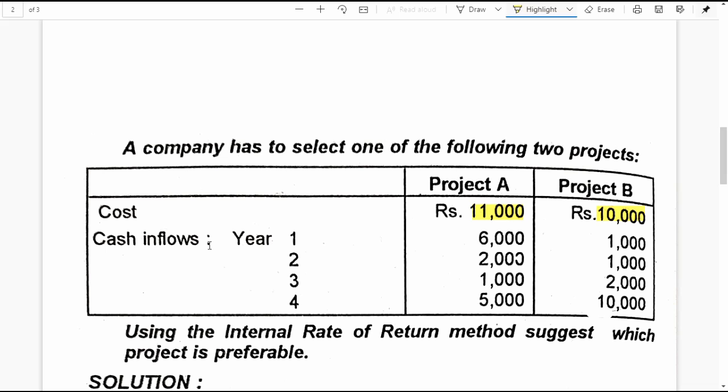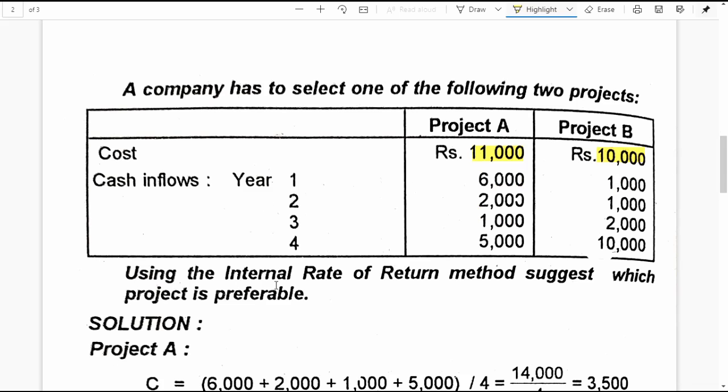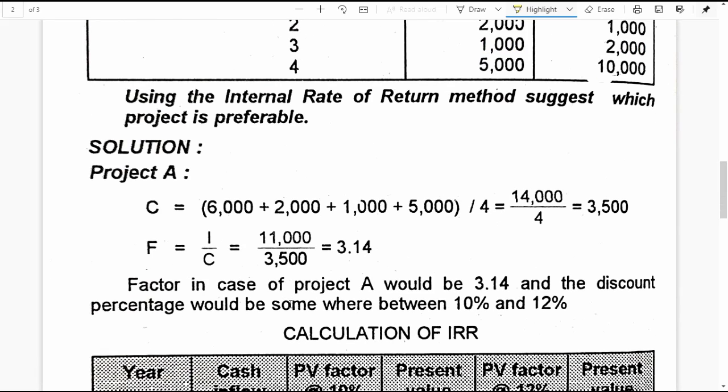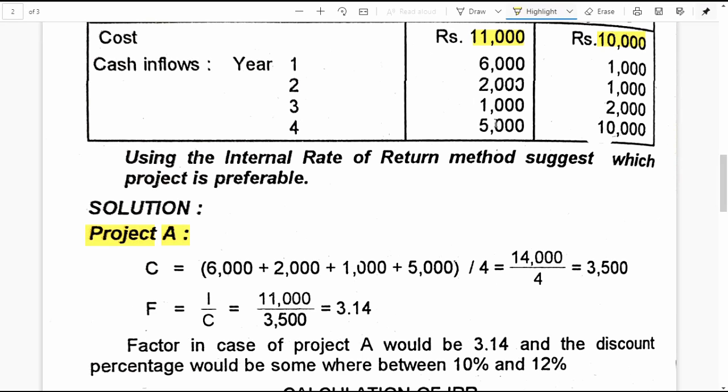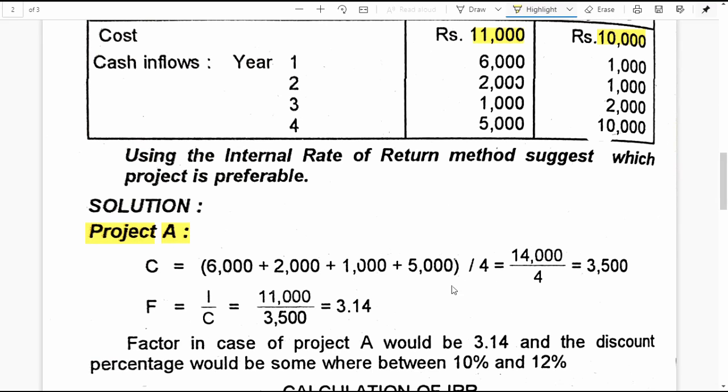So we are straight away given the cash inflow, which is really required for calculating IRR in the problem. Using the internal rate of return method, suggest which project is preferable. So we can directly go for the calculation of IRR. With regard to Project A, first let us calculate the average cash inflow of the project. How to calculate average cash inflow of the project? Let us sum up all these four values, the cash inflows for the 4 years of the project. It comes to 14,000. Divided by 4 years, it gives the average cash inflow of the project as 3,500 rupees.